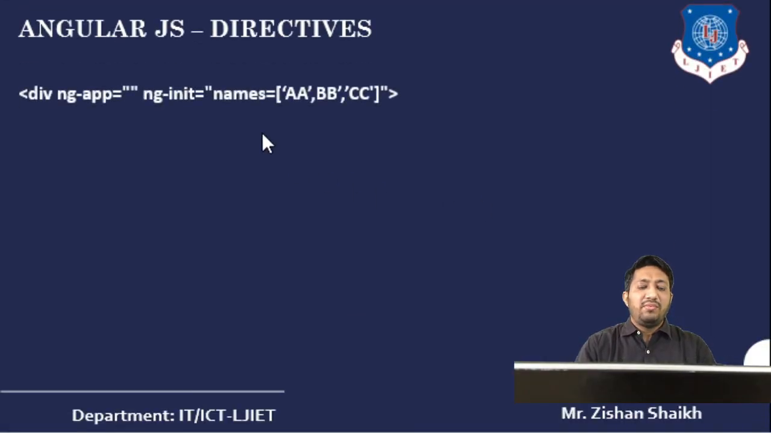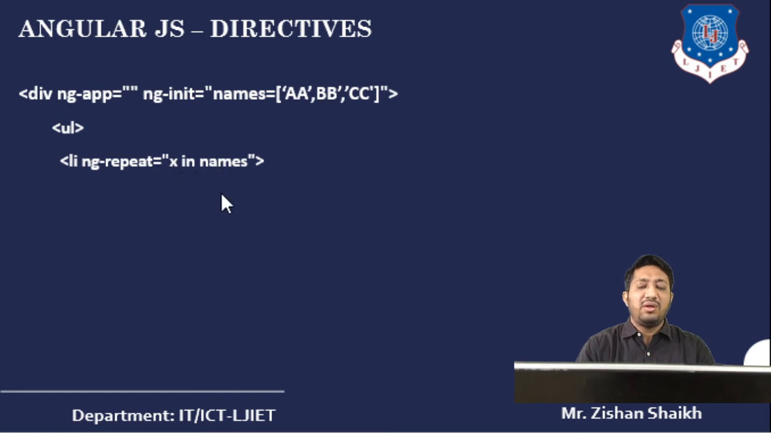So now in ng-init I am taking a variable name that takes more than one value, that is, the type of array. So here you can see names is equal to, and in square brackets we are assigning the values AA, BB and CC. Okay. In an unordered list, if I want to print all the values that we wrote during the initialization, AA, BB and CC, which directive are we using? ng-repeat. Okay. So in li, we have to use ng-repeat is equal to x in names.